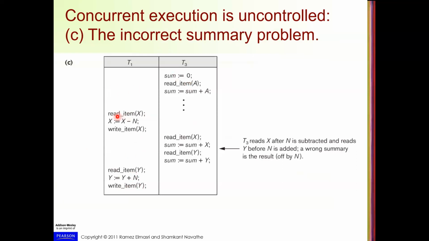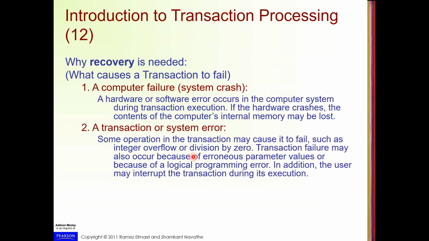So T1 is making changes to item X and item Y. T3 is taking these values and adding them. T3 took the value of X after subtraction, so this is the latest value it took. For Y, it did not take the latest value, it took the older value. So X was updated and the aggregate is correctly calculated for it. Y was not updated, however, it was taken into the accumulation. So I hope you got the point.